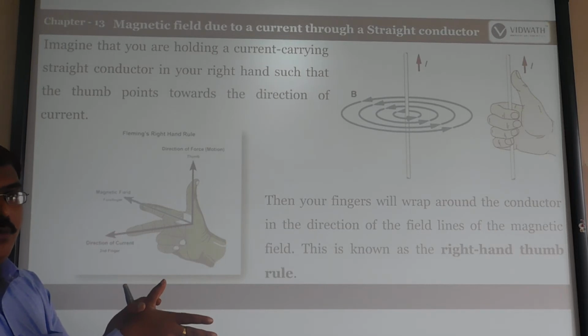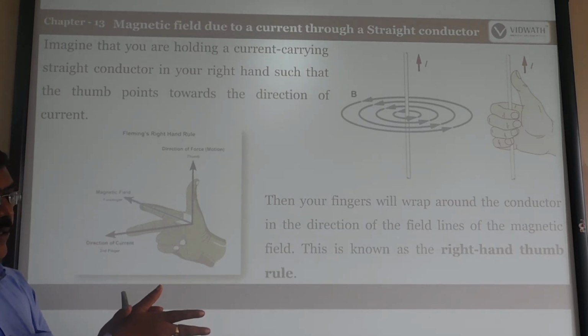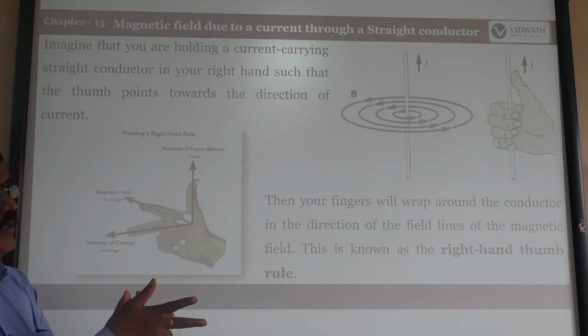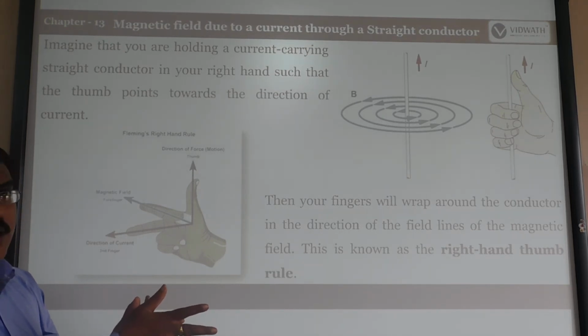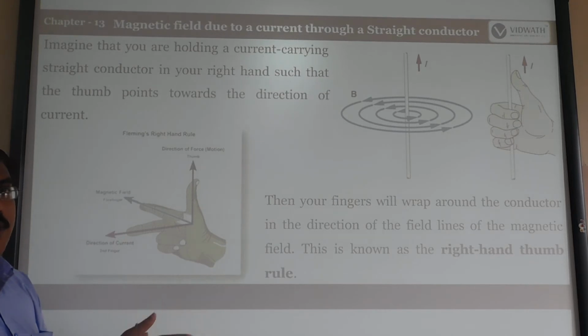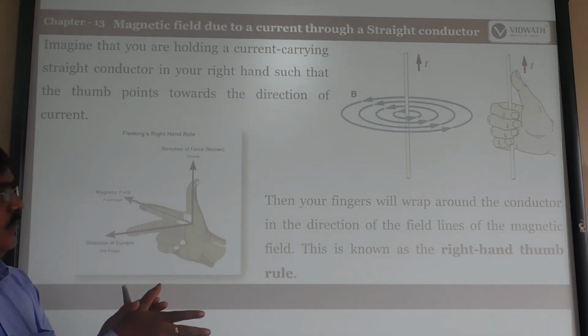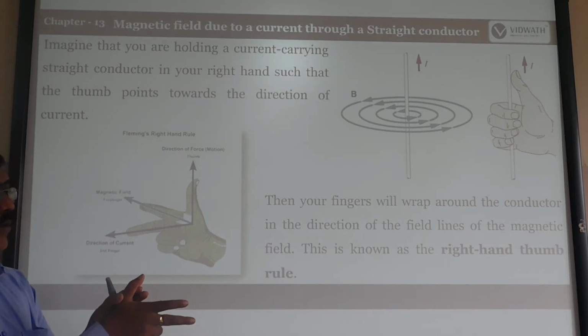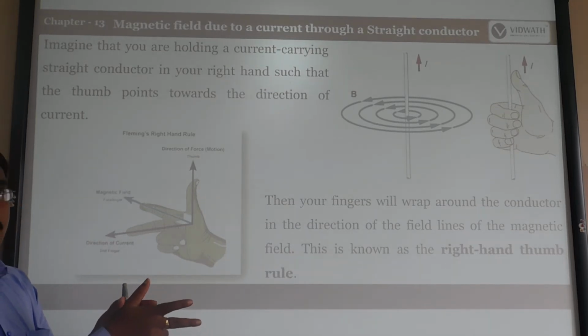So how much of the current should flow through that one, and also this is represented by the direction of the magnetic field, and also how much of the current should be, the direction of the current should move. So that is what we call the right hand thumb rule. First one is the direction of force or motion, and also magnetic field, and also current.